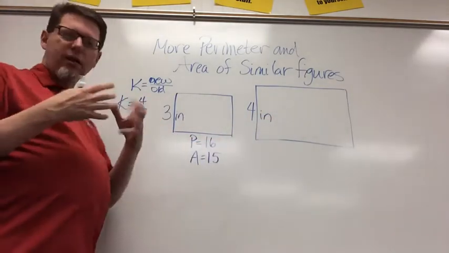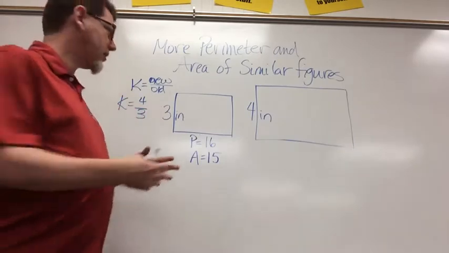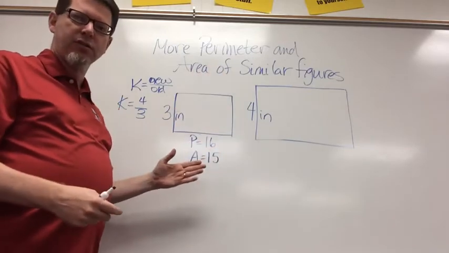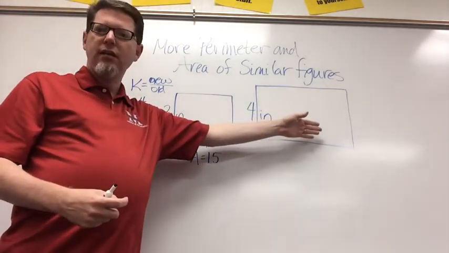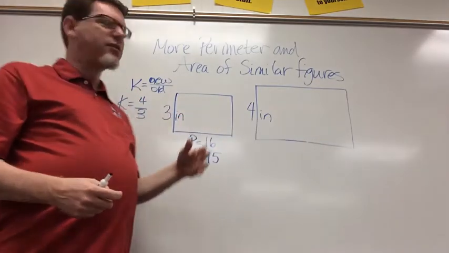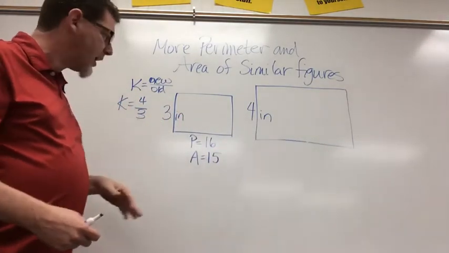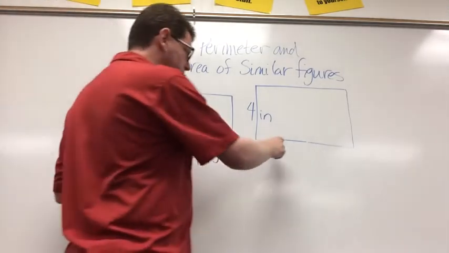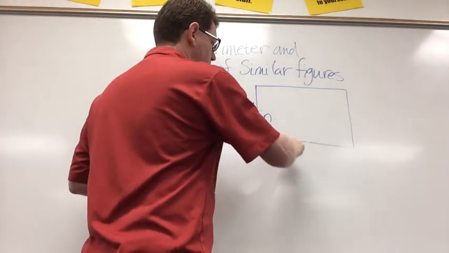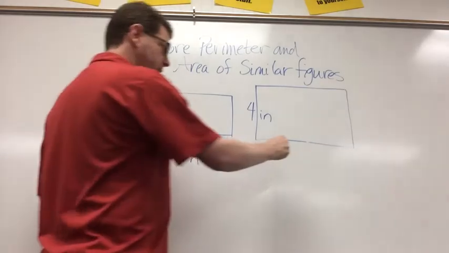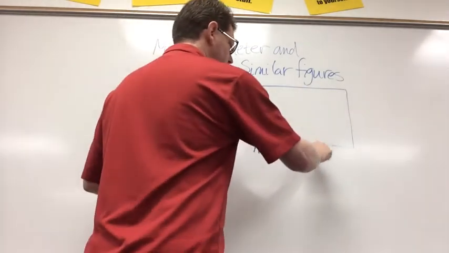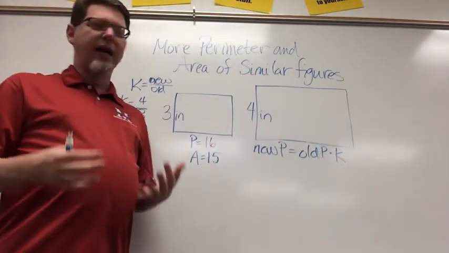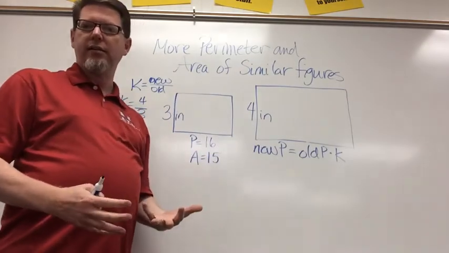Now, some of you are kind of freaked out by the fact that there's only one measure here. Well, that's right. There's only one measure. I don't need to know any other measures in order to find out the perimeter and the area of my new figure. I use the scale factor for that. So if I know the perimeter of this smaller figure is 16, then to find this new perimeter, I'm going to put new P for perimeter. You'll remember from our class that we take the old perimeter and multiply it by K. Because they're similar figures, I can use K instead of trying to figure out how long each side is.